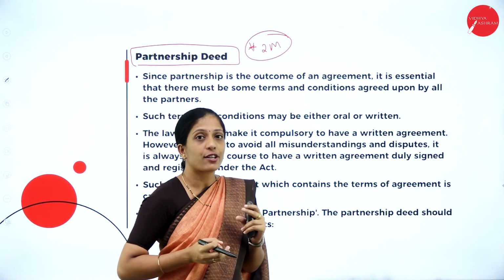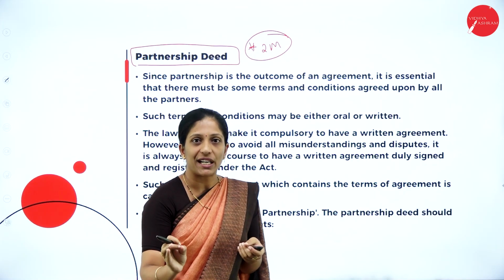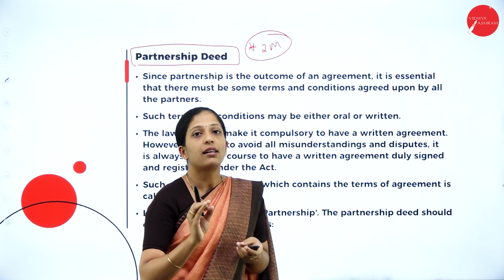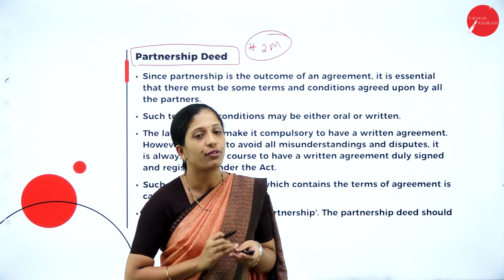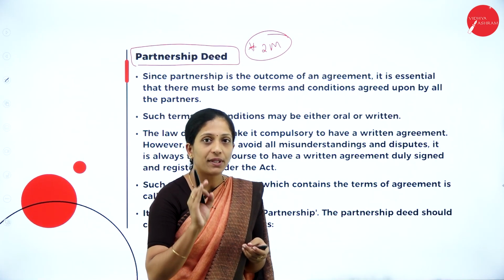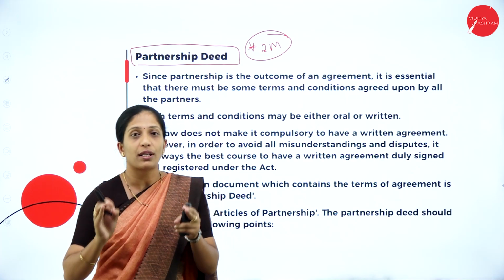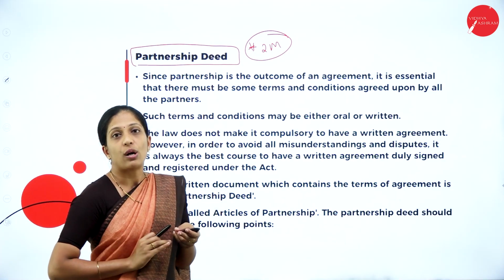Now what is this partnership deed? It is a written agreement which contains all the terms and conditions of the partnership firm. That is called as what? Partnership deed. So that agreement which the partners will follow, that is called as what?